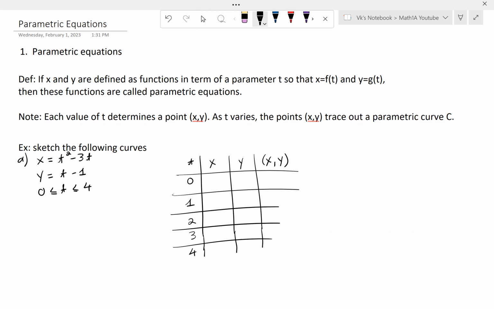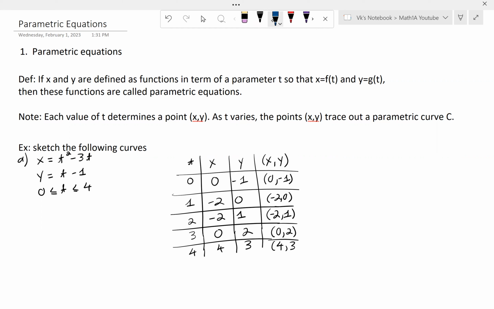When t equals 0, do the substitution. We get 0 squared minus 3 times 0, which is 0, and 0 minus 1, negative 1. The point is (0, -1). Similarly, sub t in for the equations for x and y. When t equals 1, we have (-2, 0). When t equals 2, we have (-2, 1). When t equals 3, we have (0, 2). When t equals 4, we have (4, 3).